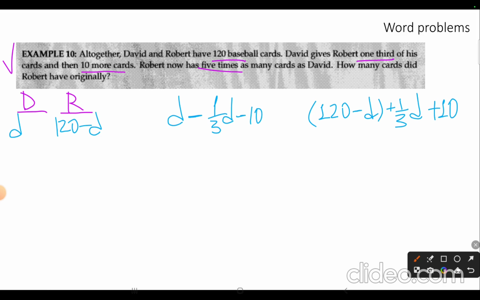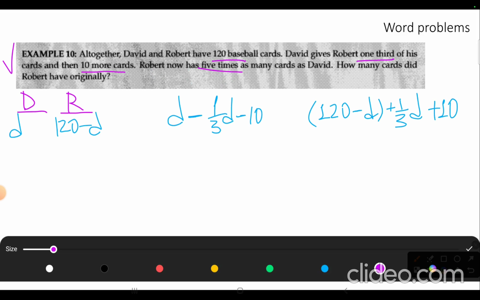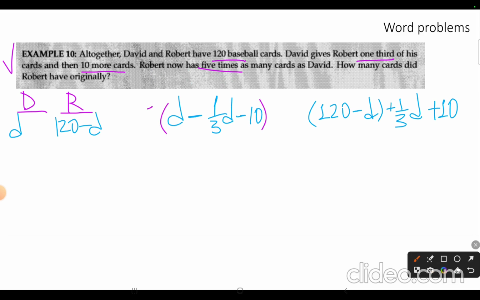Robert now has 5 times as many cards as David. For example, if he has 20 and David has 4, it is 5 times bigger than David. That's why we multiply the smaller number by 5 and make it equal. So let's multiply by 5 and then we can equalize.